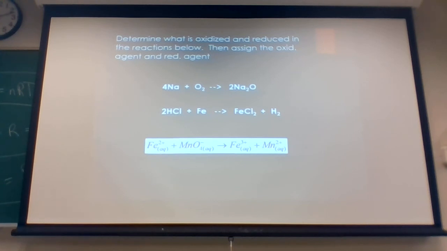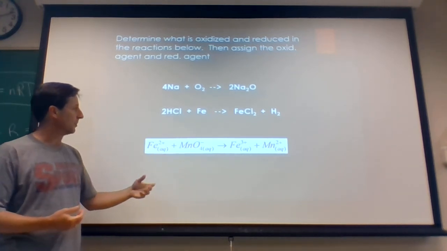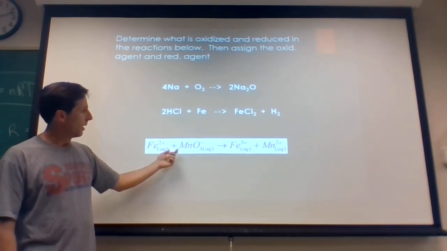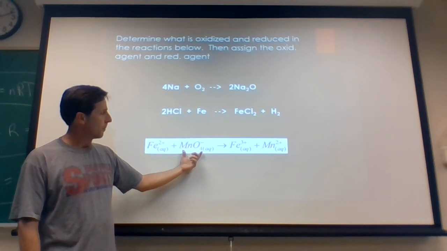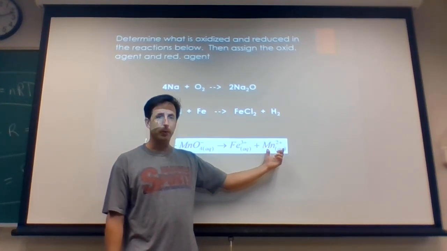Next one, we get a little bit harder. Some of these reactions become more challenging as you move on. I'm not sure how well it shows in the slide. It's Fe+2 plus the permanganate ion, MnO4-, yields Fe+3 plus Mn+2.